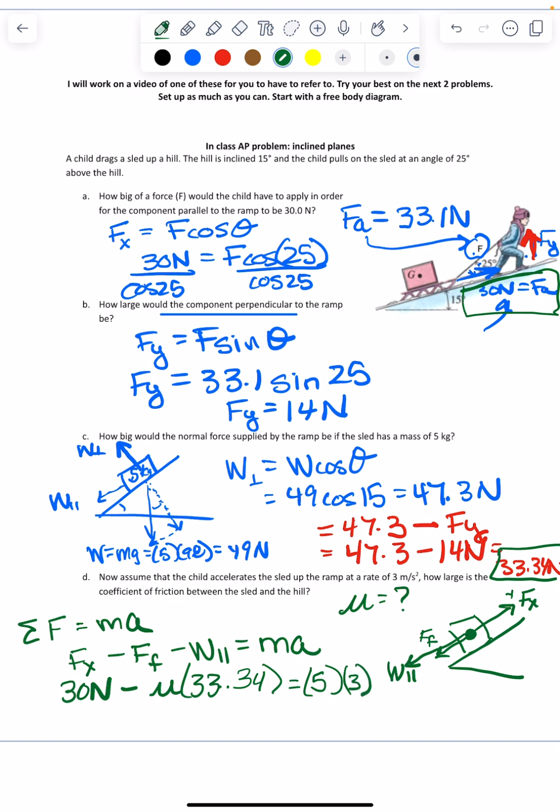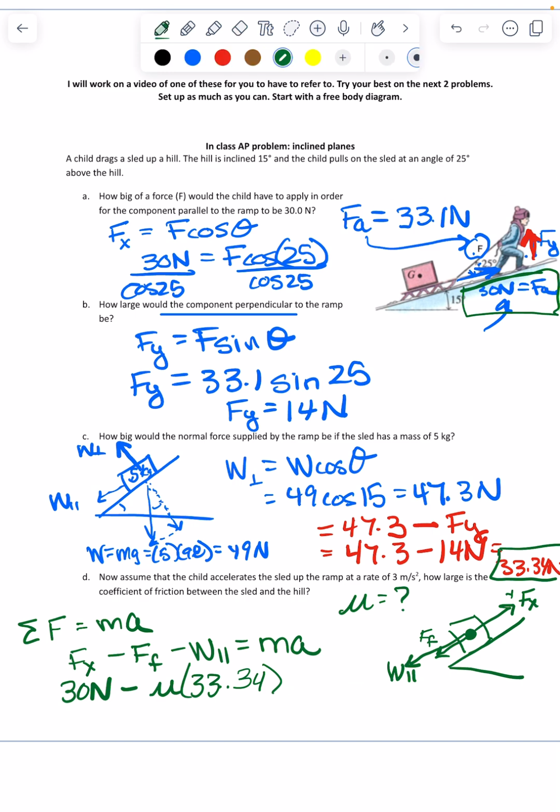The mass is 5, the acceleration is 3. All right, so I can now solve for mu. Oh, wait, I forgot weight parallel, guys. Whoops, sorry, that announcement messed me up. And this is the third time I've started this video, so we're just going to keep going.